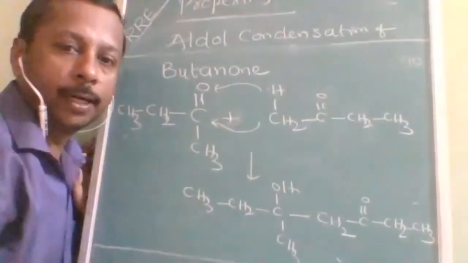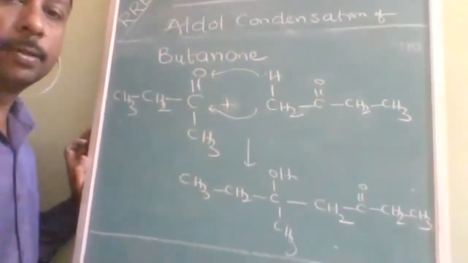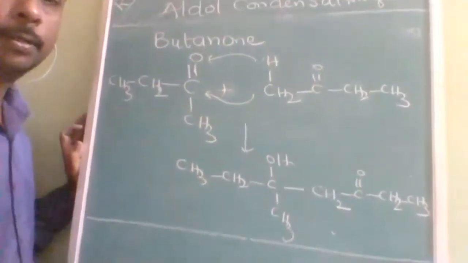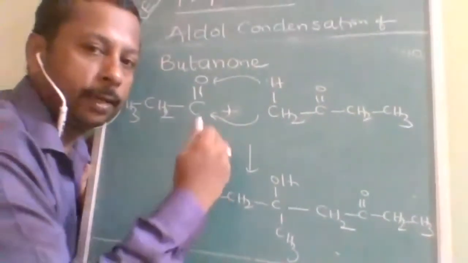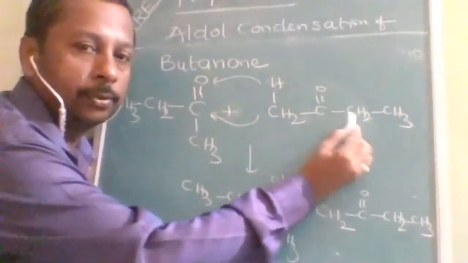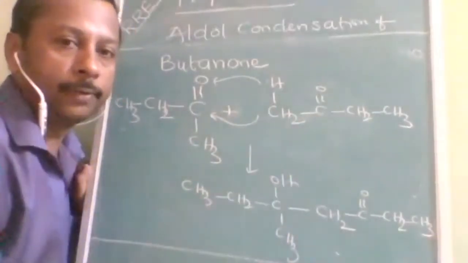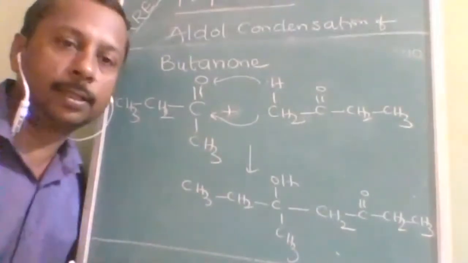I hope you have tried and got the answer. Whether it is correct or not, just cross check over here. This time I am using the alpha hydrogen available at the last. Previously I used this alpha hydrogen, now I am using this alpha hydrogen. So now, how many products are possible?